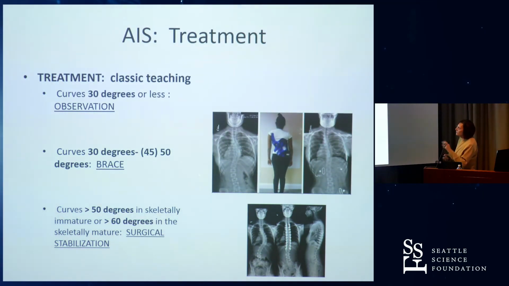And we might think about bracing somebody who's got a 25-degree curve if they are really young and they've got a lot of growth ahead of them, and or somebody that we've seen documented progression. And surgery might be considered at something like 40 degrees if it's a significant lumbar curve.